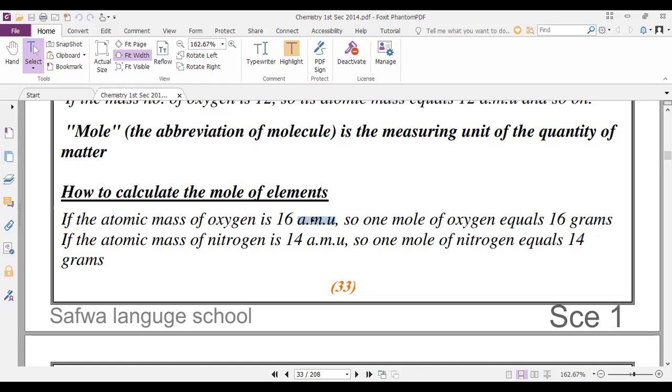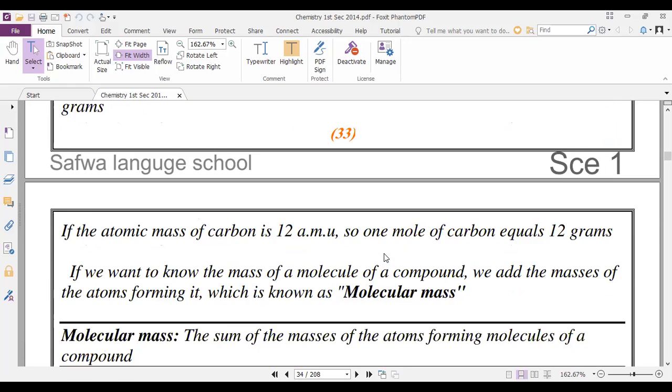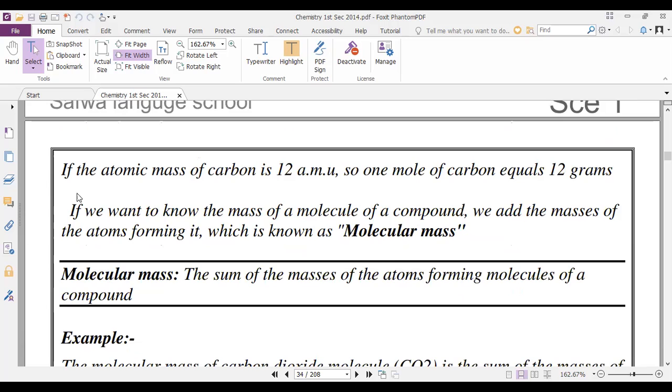Okay. So AMU means the unit of atomic mass. But if you write grams, so it's a mole, because mole is the atomic mass of a substance, but expressed in grams. Do you understand? Yes. So if the atomic mass of carbon is 12 AMU, so 1 mole of carbon equals 12 grams.